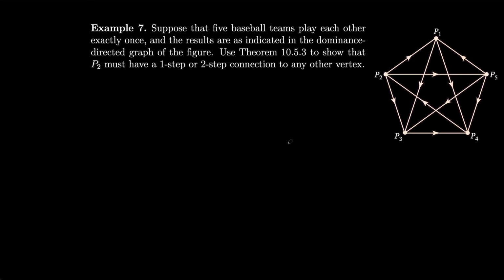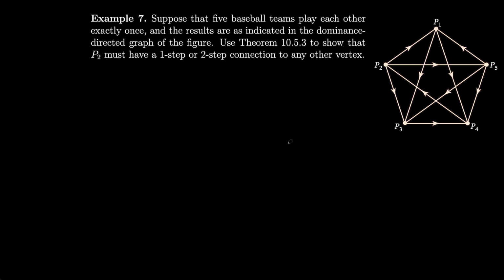Suppose that 5 baseball teams play each other exactly once, and the results are as indicated in the dominance-directed graph of the figure. Let's use that theorem to show that P2 must have a one-step or two-step connection to any other vertex. So we'll write out M. P1 goes to P3, and that's it, right? You have to be careful to look at those arrows. Actually, P1 also goes to P4.